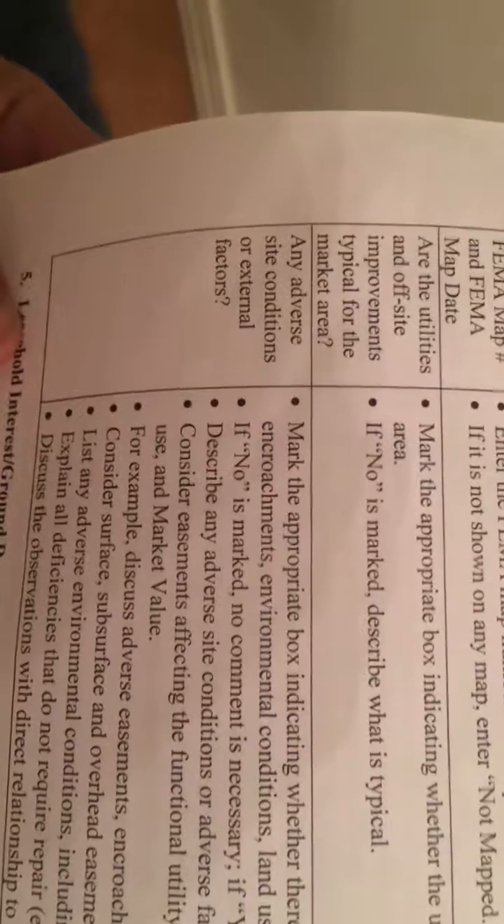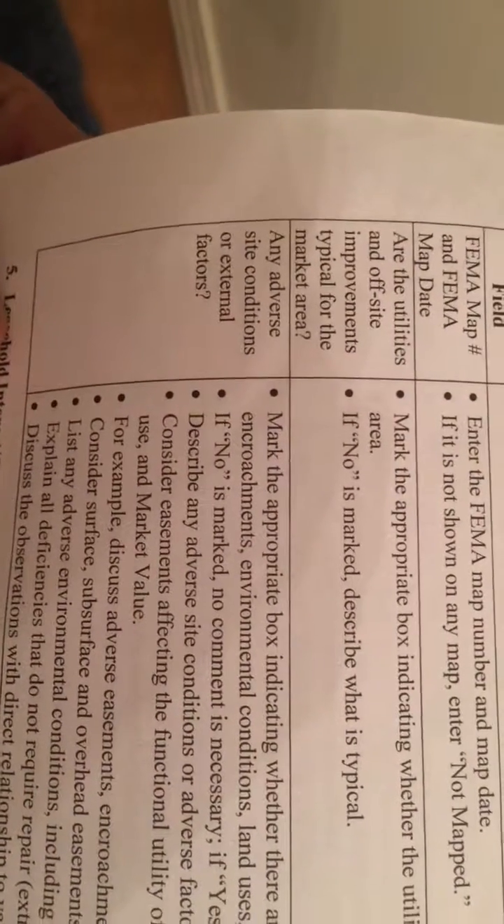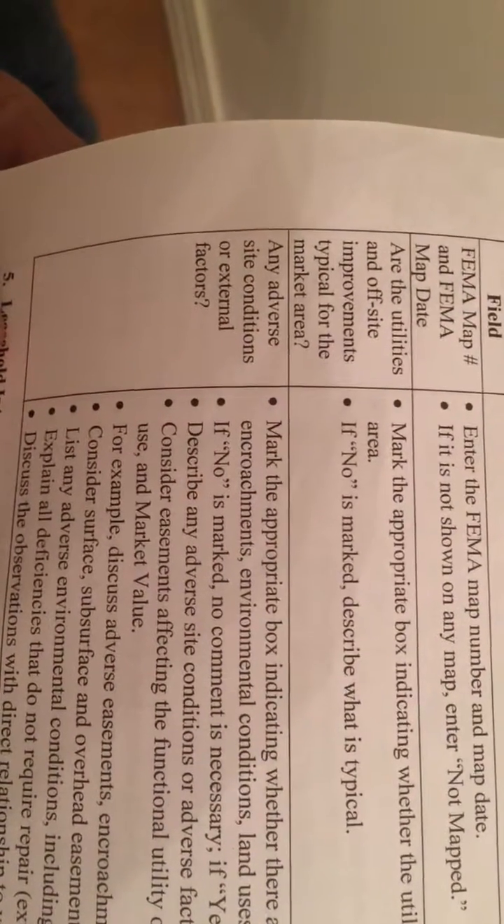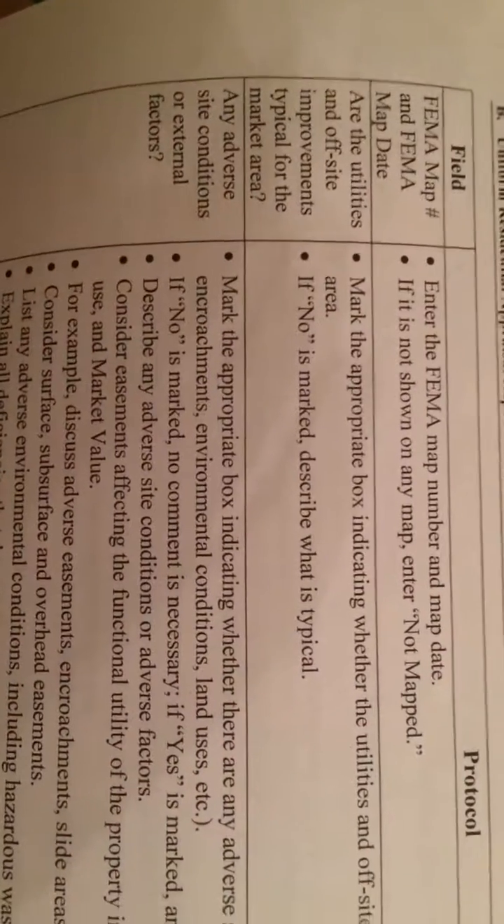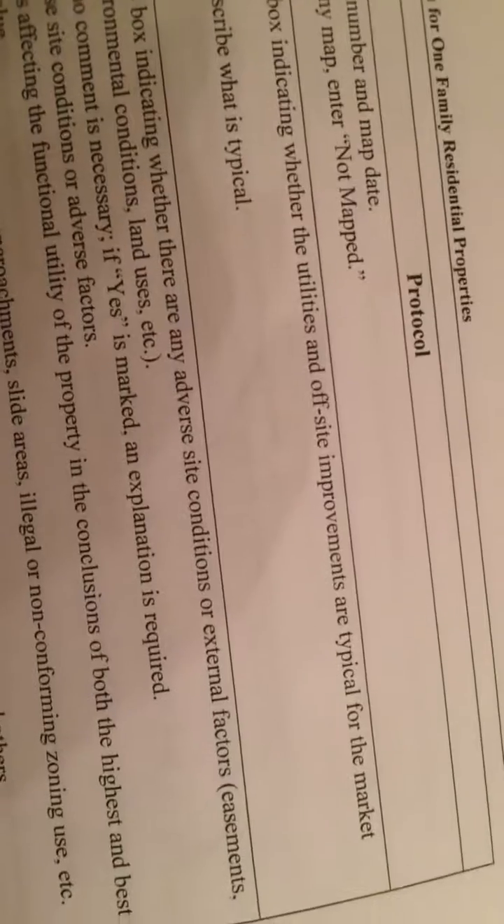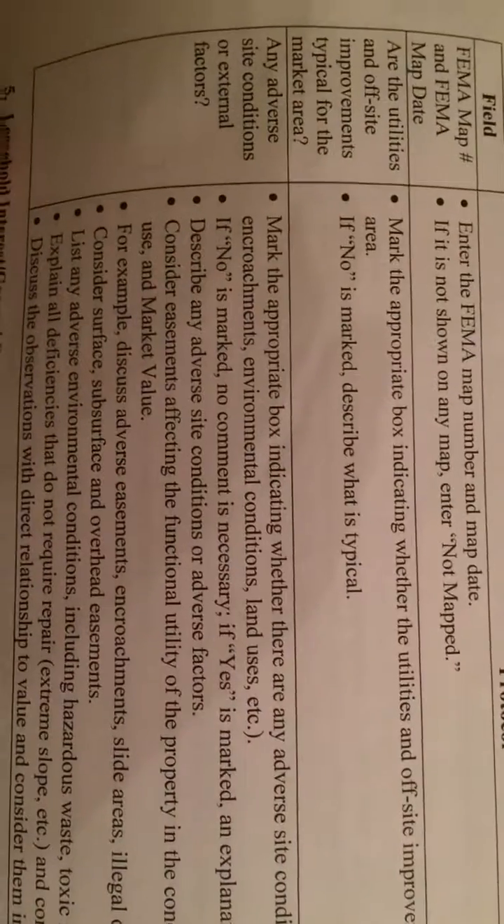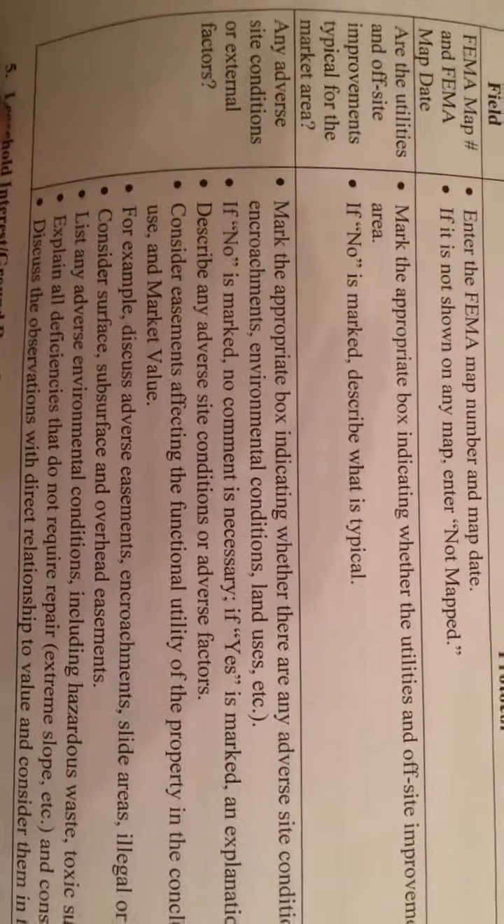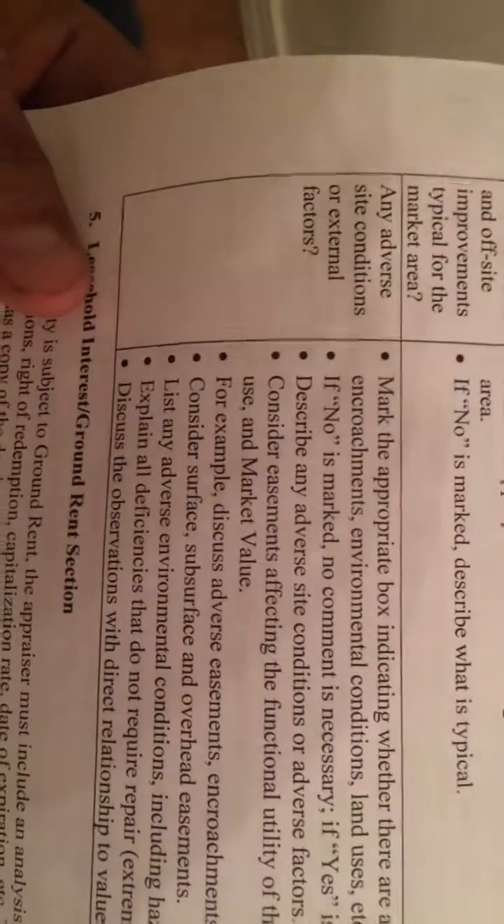Field: Are the utilities and off-site improvements typical for the market area? Protocol: Mark the appropriate box indicating whether the utilities and off-site improvements are typical for the market area. If no is marked, describe what is typical.